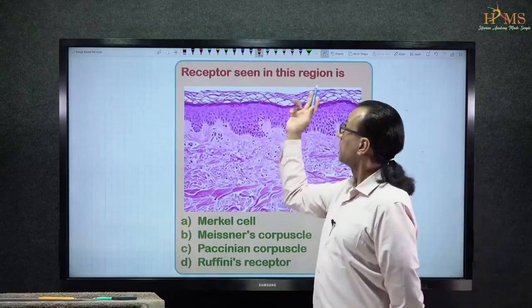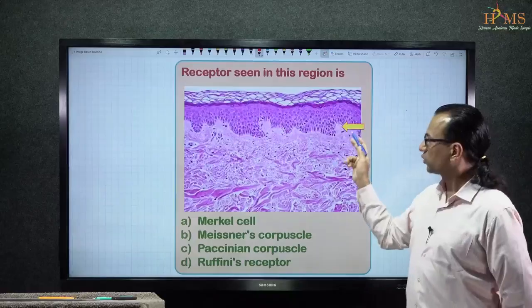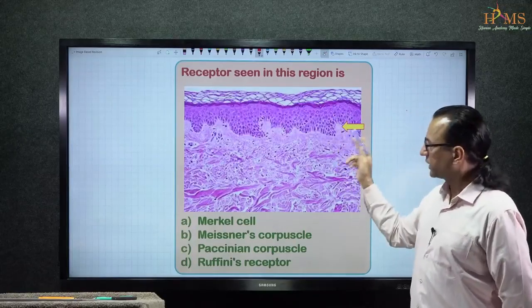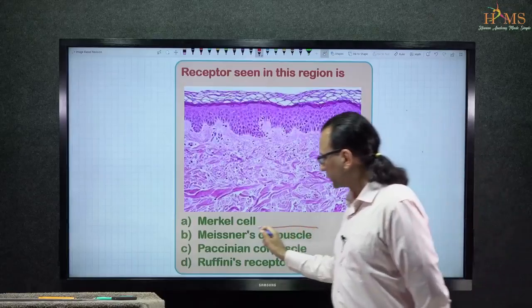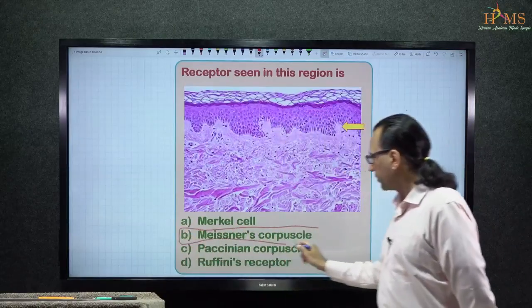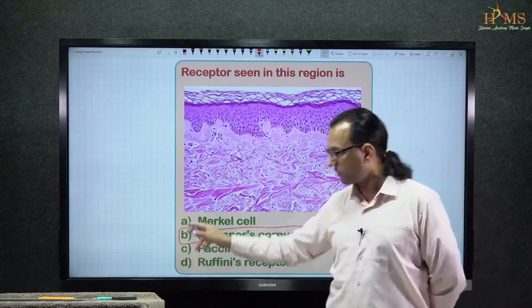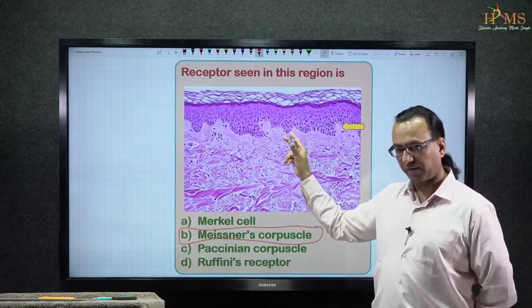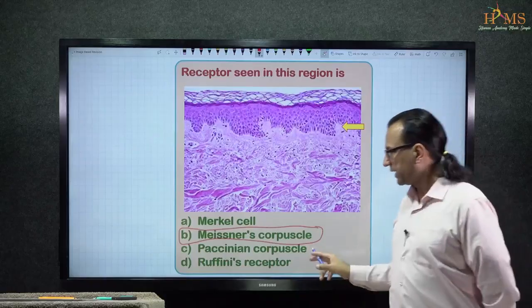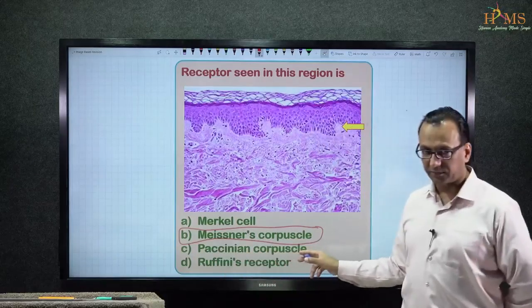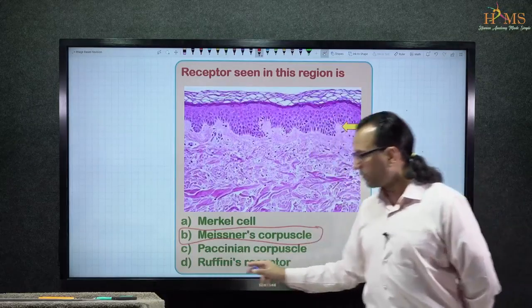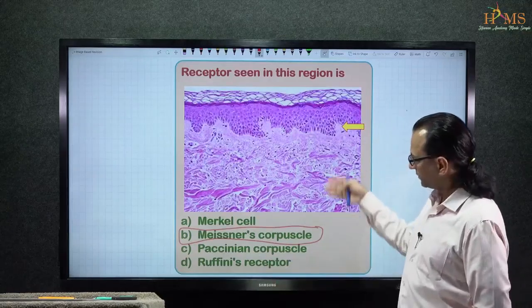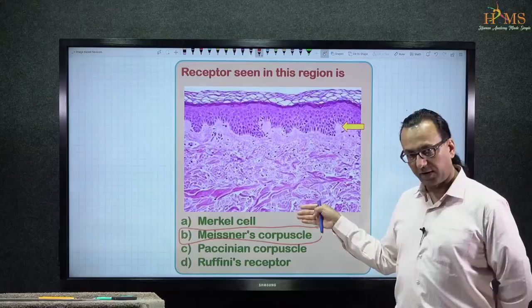So for the receptors seen in the region, which is the arrow mark showing the superficial papillary layer of the dermis or dermo-epidermal junction, the answer should be Meissner corpuscle, which is a rapidly adapting receptor for two-point discrimination. Merkel cell will actually be in the basal layer of the epidermis, the fifth layer, stratum germinativum, whereas the Pacinian corpuscle for pressure and vibration, or maybe the Ruffini receptor for dermal stretch, will be in the deep reticular layer of the dermis here.